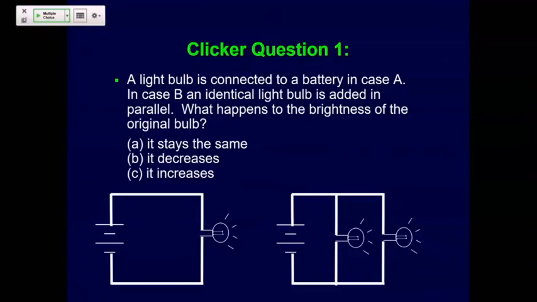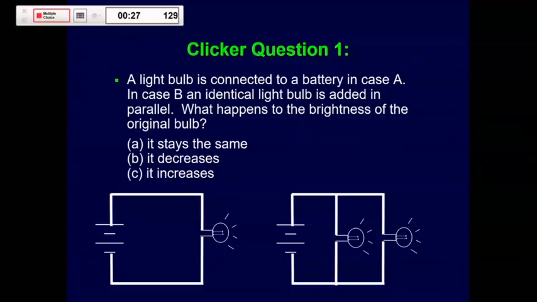Let's go back now to where we picked up. We talked about series resistors. Let's do a question here about parallel resistors. A light bulb is connected to a battery, and then we connect another light bulb in parallel. What is our parallel rule? If you remember from capacitors, parallel means I can go from the bottom of one to the bottom of the other without touching anything else but a wire, and from the top to the top without touching anything else but a wire. So these are in parallel.